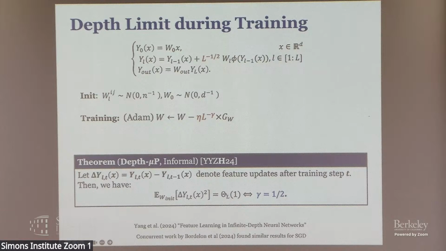Because if this is small o of 1, that's still stable, but you don't have any learning in the limit. So you want theta 1 because that guarantees some significant learning in that limit, and also guarantees that nothing explodes. To have that condition, we need the gamma in the learning rate to be 1 over 2, which means that the optimal learning rate should also scale as 1 over square root of depth. So this is the depth equivalent of mu p. If you're familiar with the maximal update parameterization, this is the depth equivalent of it.